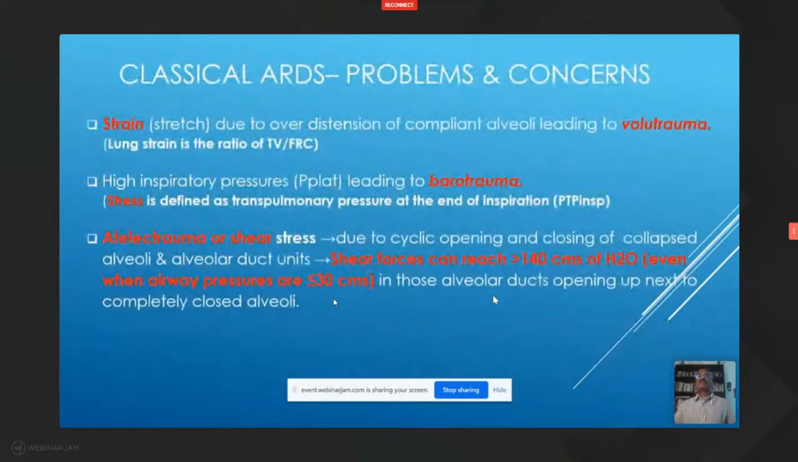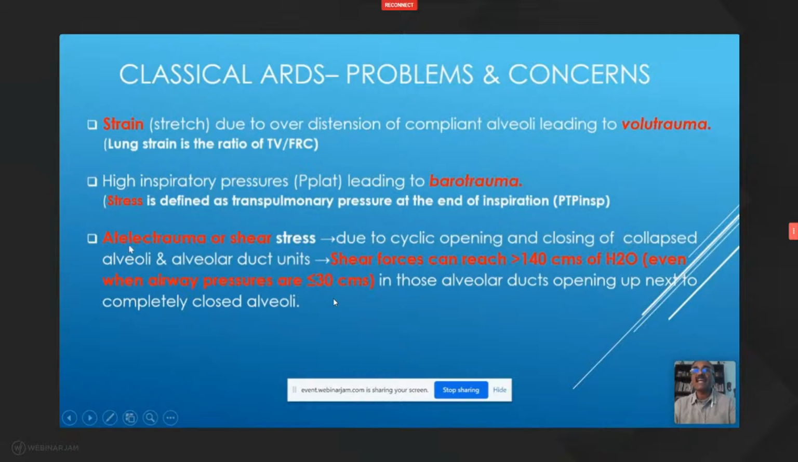Now the classical ARDS, what are the problems and concerns, which you have as a smaller subset in the COVID patients. Basically, as most intensivists would know, there is the baby lung concept, where you have normal alveoli and normally compliant lung within a heterogeneous lung, where there is volume trauma or over-distension of the normal alveoli. Then high inspiratory pressures could cause barotrauma.